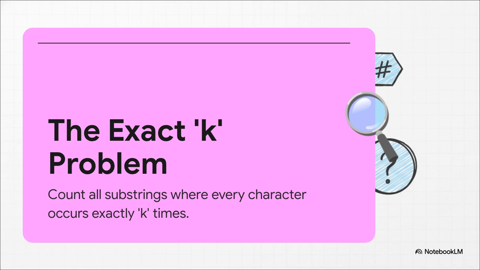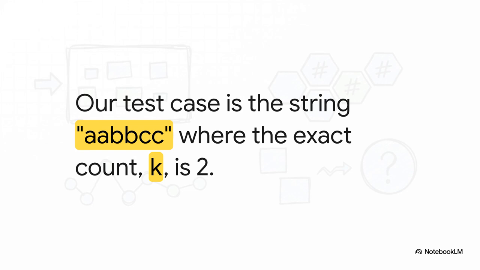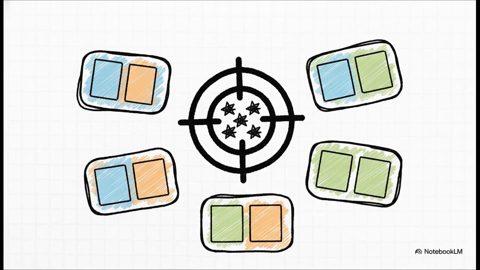And notice the wording, not at least k times, not at most k times, but exactly k times for every character inside that substring. We're going to use this simple string to investigate: AABBCC. Our k is 2. So we're hunting for any substring where every character in it appears exactly twice. Seems straightforward enough, right?